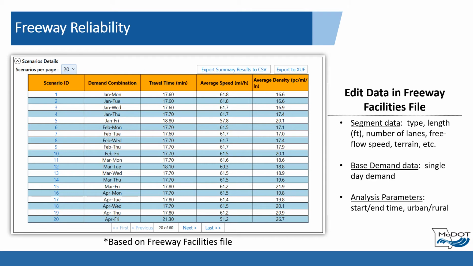Deterministic analysis of a sequence of HCM segments, think basic, diverging, merging, and weaving, as an entire freeway facility was introduced in HCM 2010 and expanded in HCM 6. The HCS 7 Freeway Reliability Module inherits facility analysis parameters from the Freeway Facilities file on which it is based. Segment data, base demand data, and analysis parameters can only be modified in the underlying facilities file and re-imported into the Freeway Reliability Module.